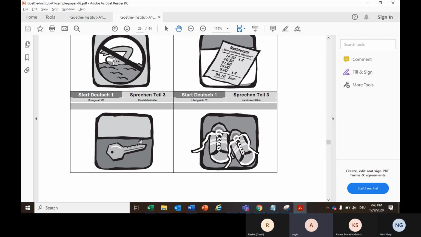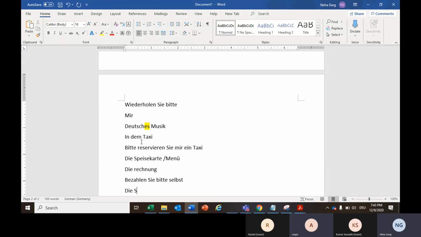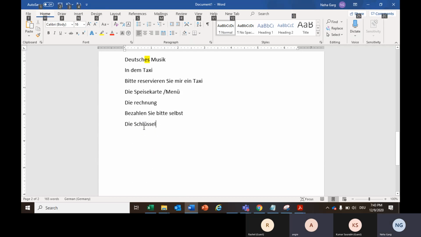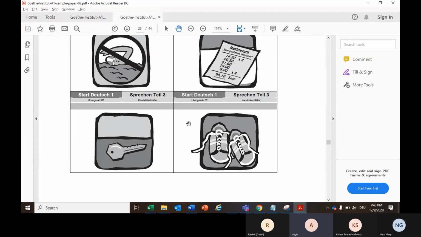What is key in? I don't know. Schlüssel. Schlüssel. Okay, Schlüssel. Ich habe die Schlüssel nicht. So, not the act. Yeah, couldn't it? Ich habe die Schlüssel nicht. Yeah, again. What is she saying, Saurabh? Do you have keys? No, ich habe die Schlüssel nicht.